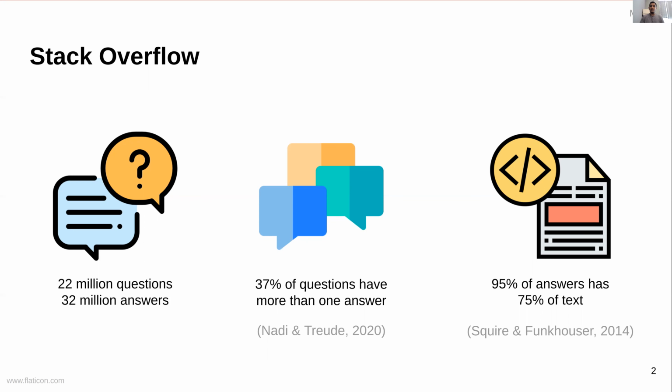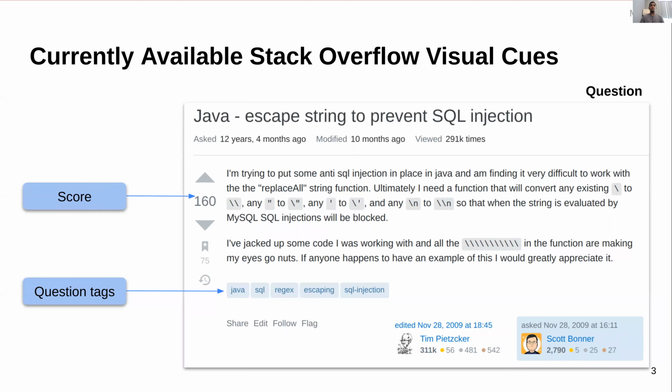Therefore, finding information in a Stack Overflow thread could take some time, especially given that Stack Overflow provides a limited amount of visual indicators about its content. So let's talk about the visual cues available in Stack Overflow.